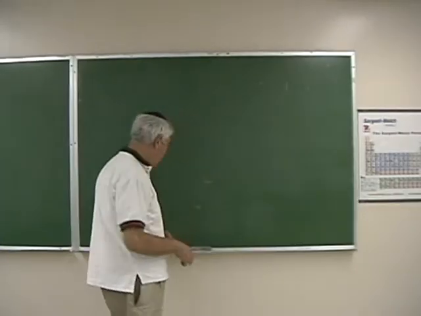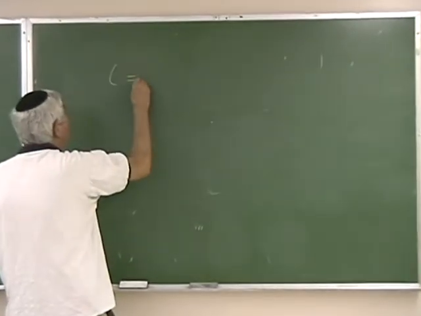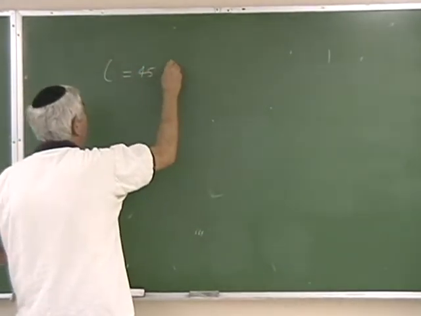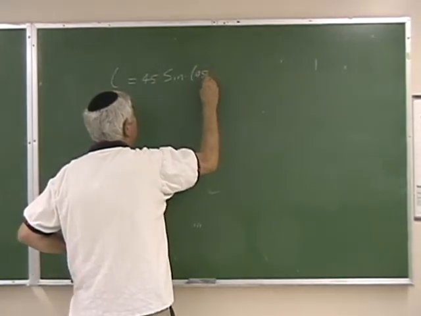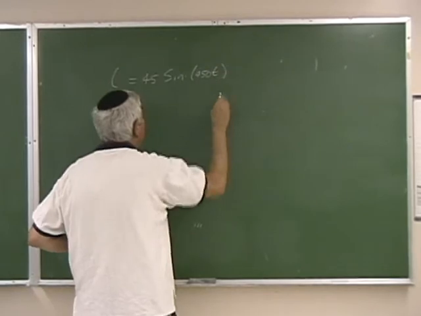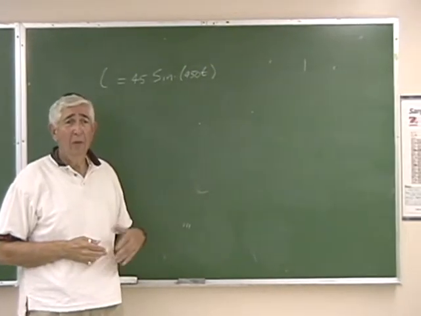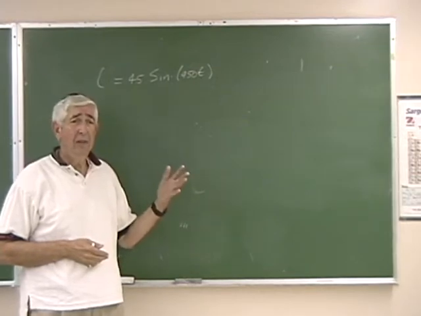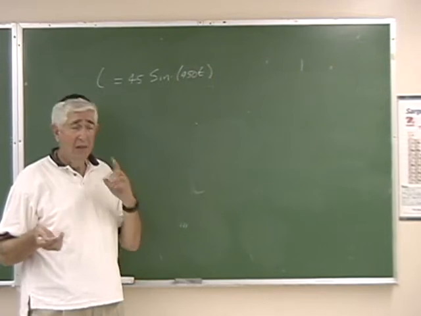Let's talk about a function. Let's say I have a current, and it's equal to 45 times the sine of 450t. What I want to do is plot out this function. I want to describe what the amplitude is. I want to find what the period is and what the frequency is.